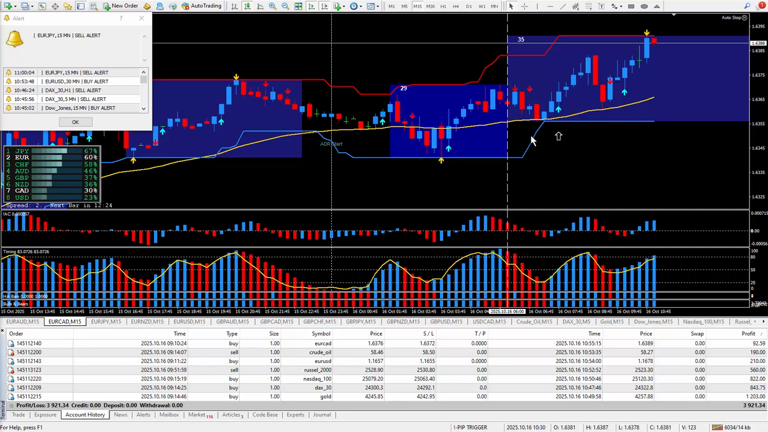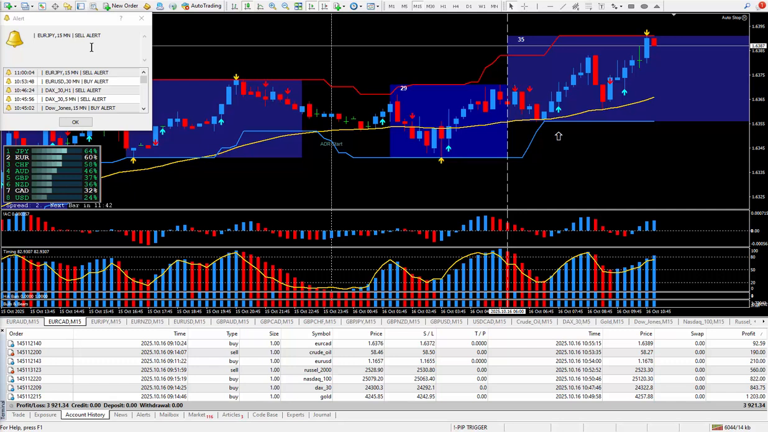Now, you also have these arrows. They're called the super signal indicator. And of course, we have some oscillating indicators down here at the bottom. Now, you will get an audio sound and this pop-up box that you see here suggesting to buy and or sell.